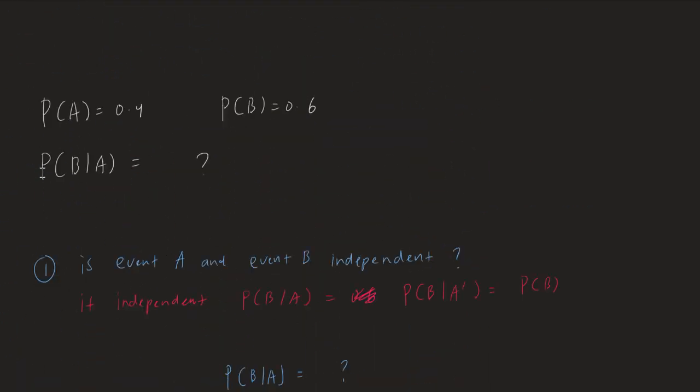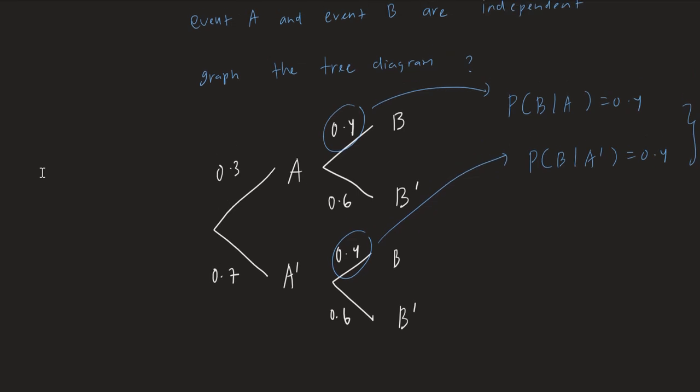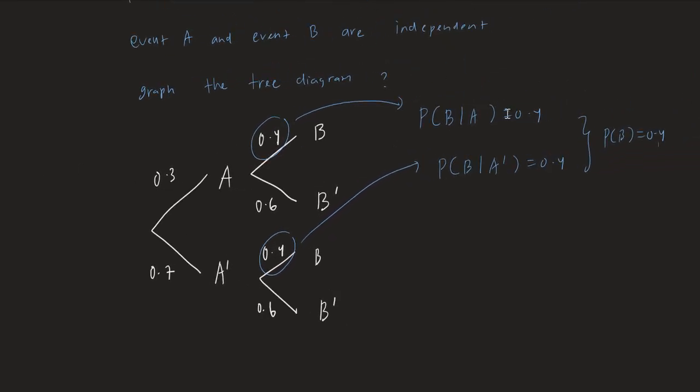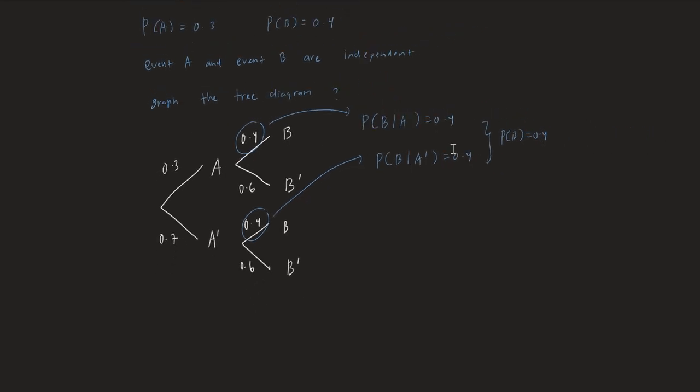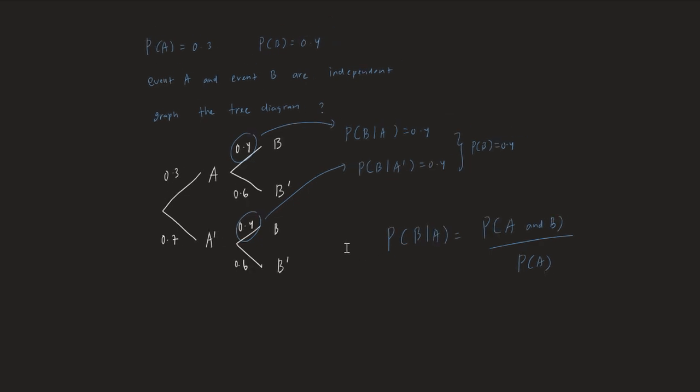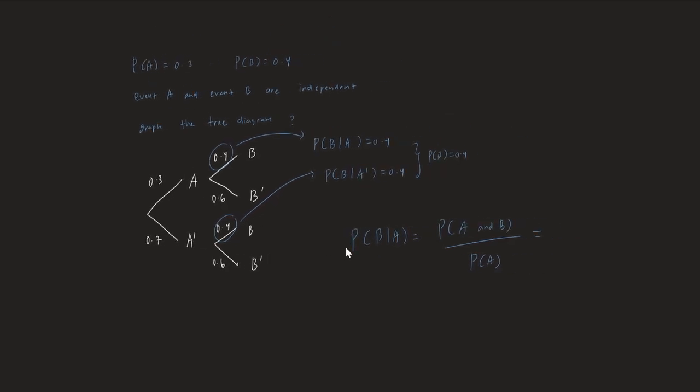For the top of the equation, it would be 0.3 times 0.4, divided by 0.3. This is for the probability of B given A. If I plug it into the formula, it gives 0.3 times 0.4 divided by 0.3. Correct. Does that make sense? Yes.